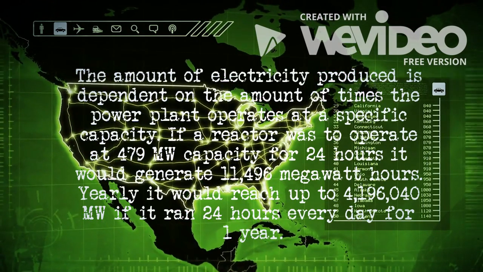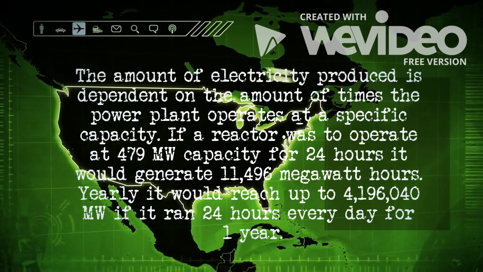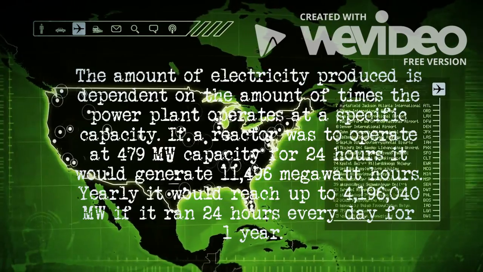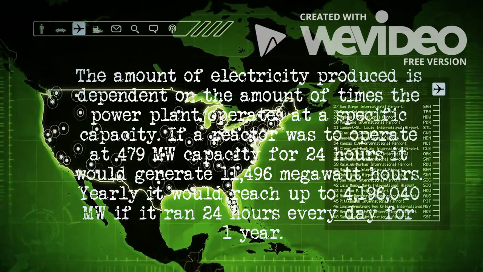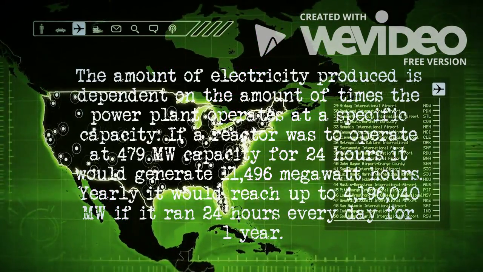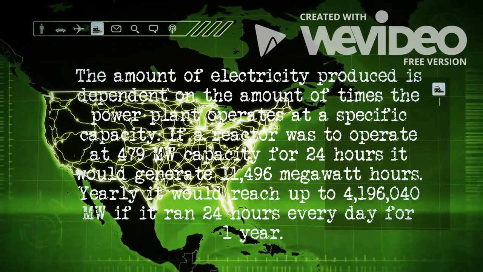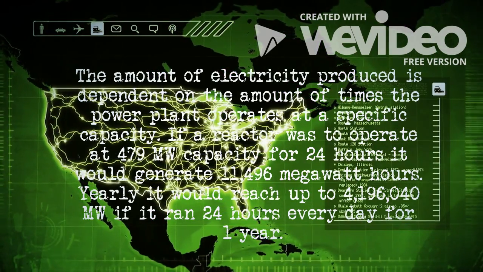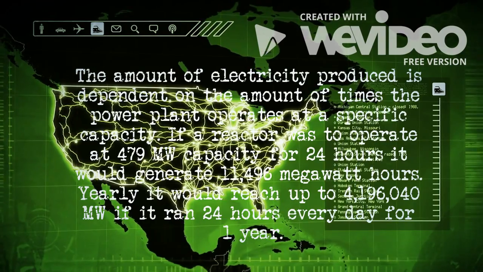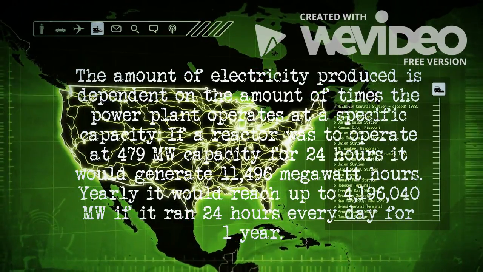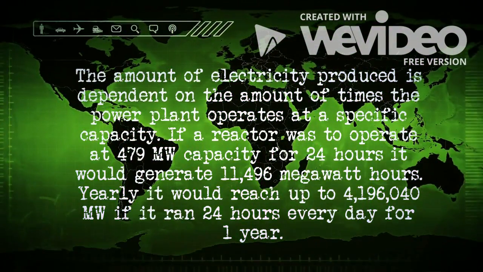The amount of electricity produced is dependent on the amount of time the power plant operates at a specific capacity. If a reactor were to operate at 479 megawatts capacity for 24 hours, it would generate 11,496 megawatt hours.